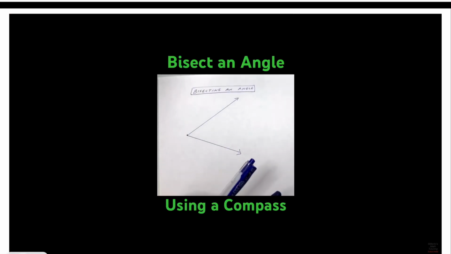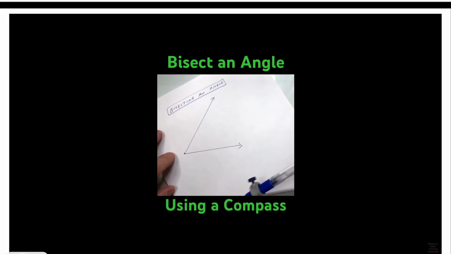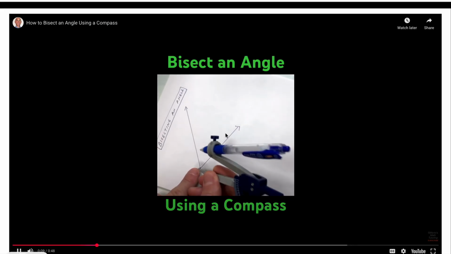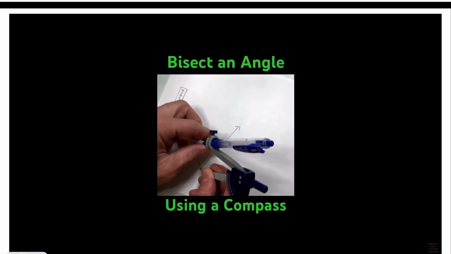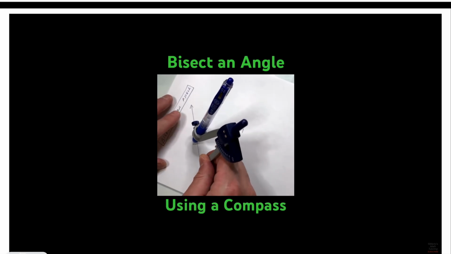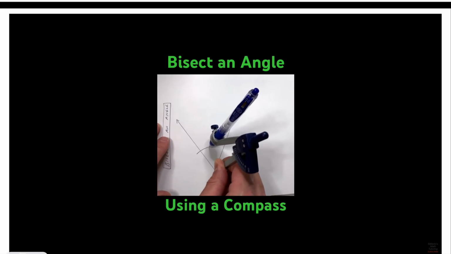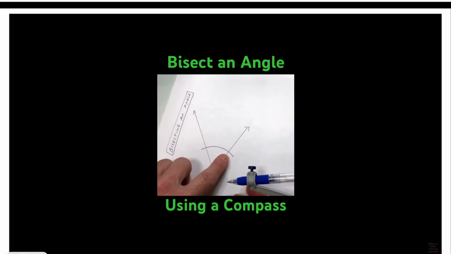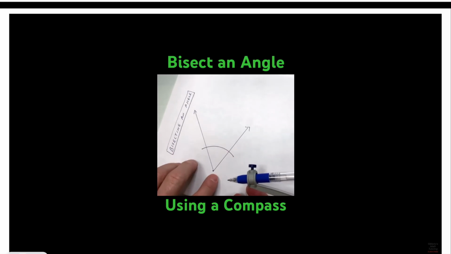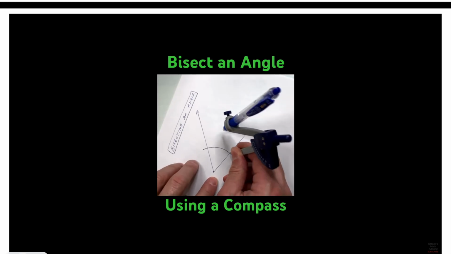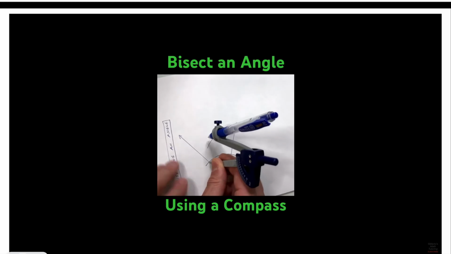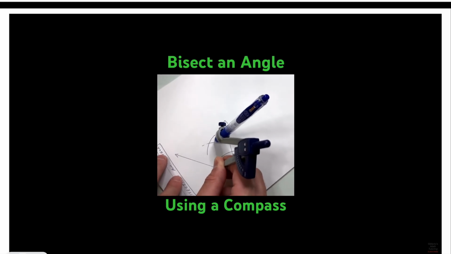So this is the angle here that we want to bisect, or cut in half. What you're going to want to do is take the point of your compass, put it at the vertex of the angle, open up your compass, and then draw an arc such that it intersects both sides of the angle. Then we're going to use these 2 points, right here and here, to draw 2 more arcs. So I'm going to draw an arc like so. Go to the other point of intersection on the side of the angle, draw another arc like so.